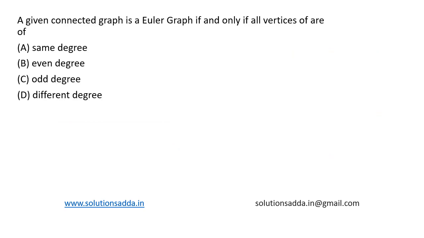This is a question from graph theory. A given connected graph is a Euler graph if and only if all the vertices are of option A same degree, option B even degree, option C odd degree, and option D different degree. A given connected graph G is a Euler graph if and only if all the vertices of G are of even degree. So option B is the correct answer here.